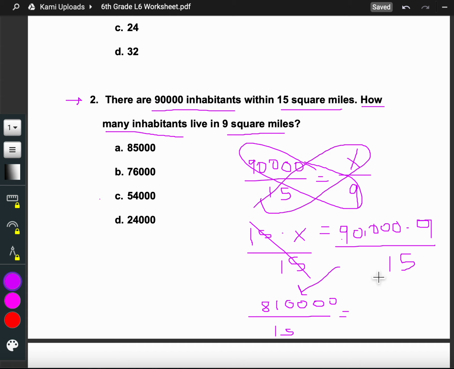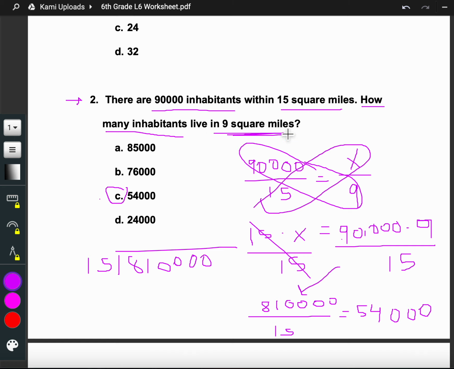Now, divided by 15. You can either simply do a big division like this, but to save time we're going to put it into a calculator. But when you do this yourself, you should practice your division skills and actually divide it like so. So when you divide 810,000 by 15, you should get 54,000. So now we know that 54,000 inhabitants live within 9 square miles.